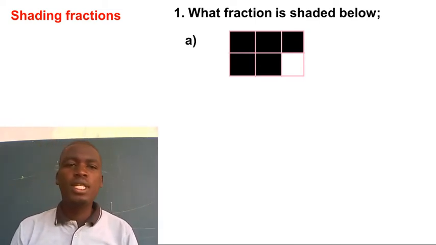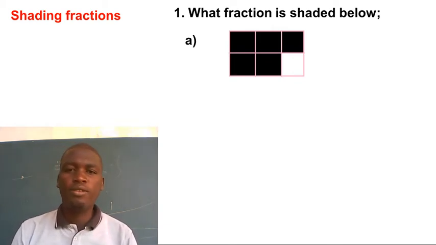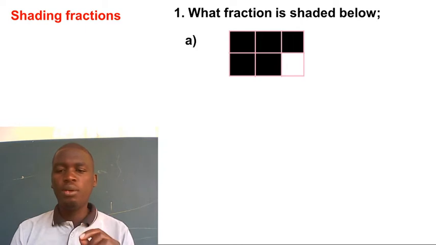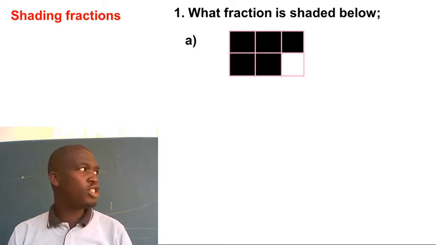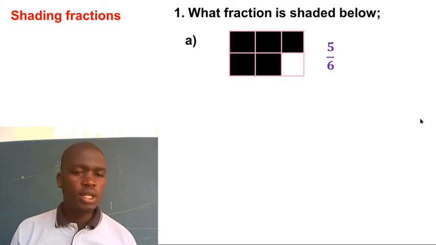We're going to look at number 1, which says: what fraction is shaded below? This is our part A of the question. What is the fraction shaded? This one is a direct fraction. We have 5 out of 6. Is it true that 5 parts out of the 6 are shaded? Yes. Take a look at this.